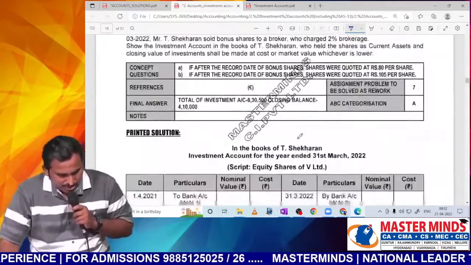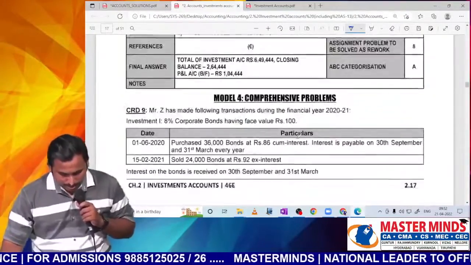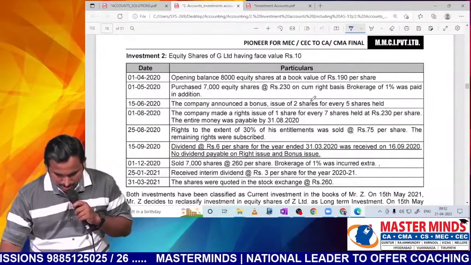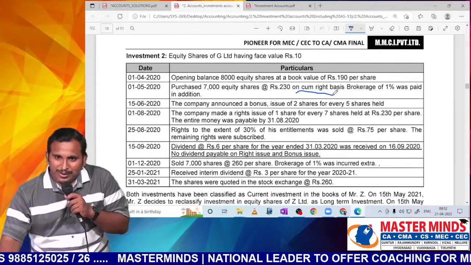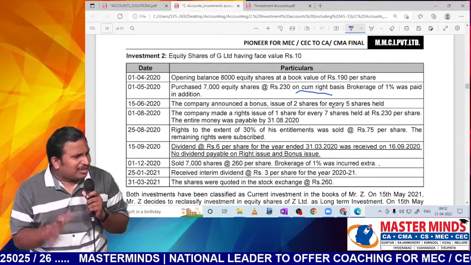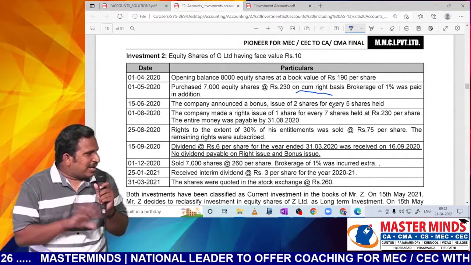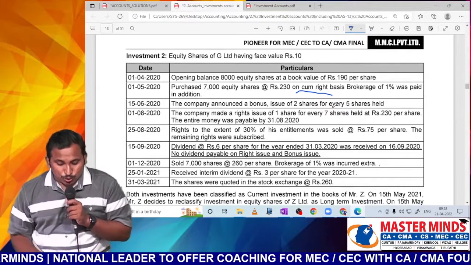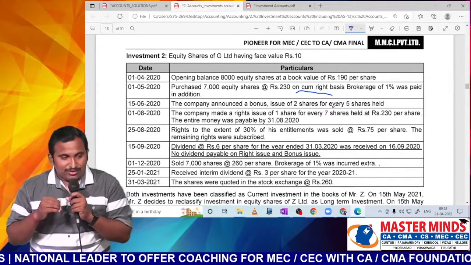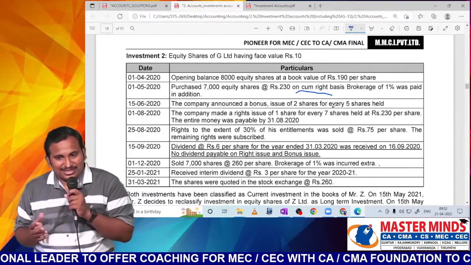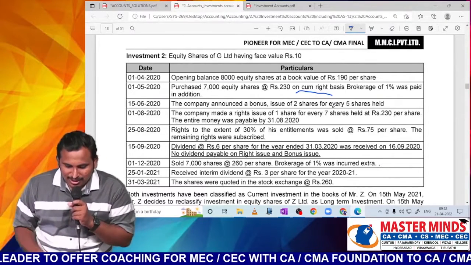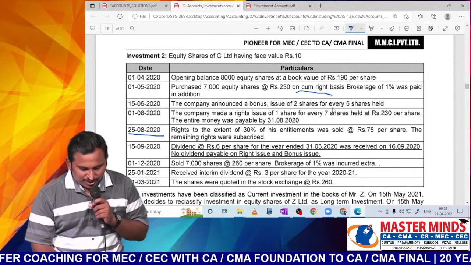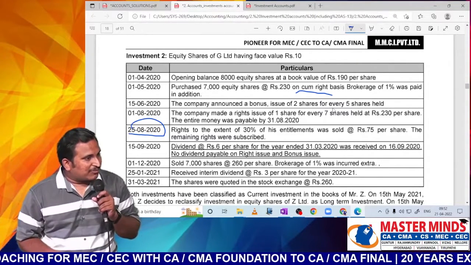I'll just show you this. I think the last question, this question only. Yes, here you will have it. They will be giving it on cum-right basis, but you will be doing nothing extra in this question. The same answer will be there as what you have done in the other questions. The reason is you don't have any information with respect to reduction in market price immediately after the exercise, because they will give that rights were exercised on 25th August. What is the market price after that?